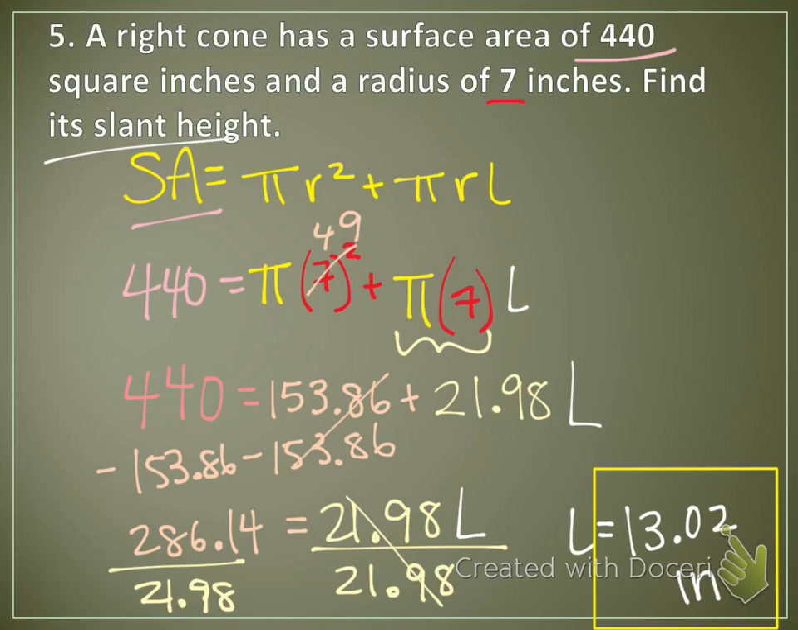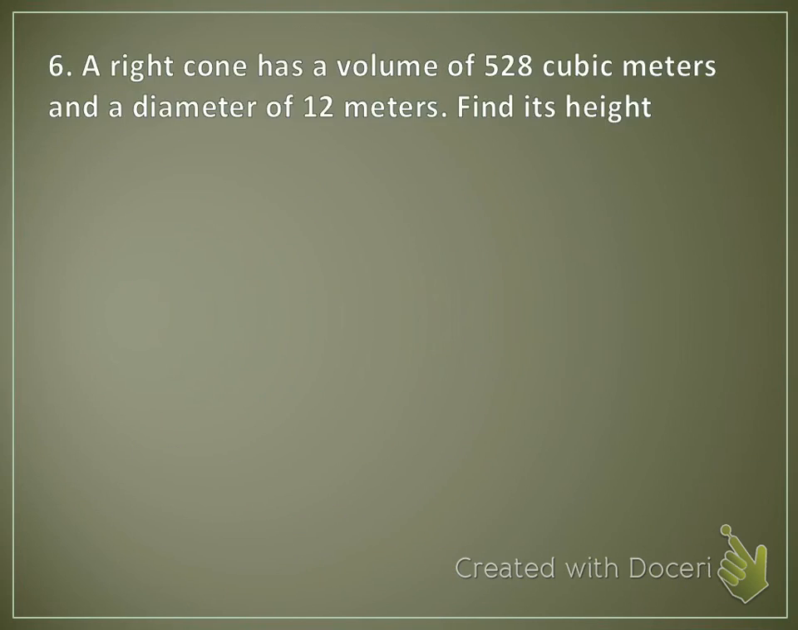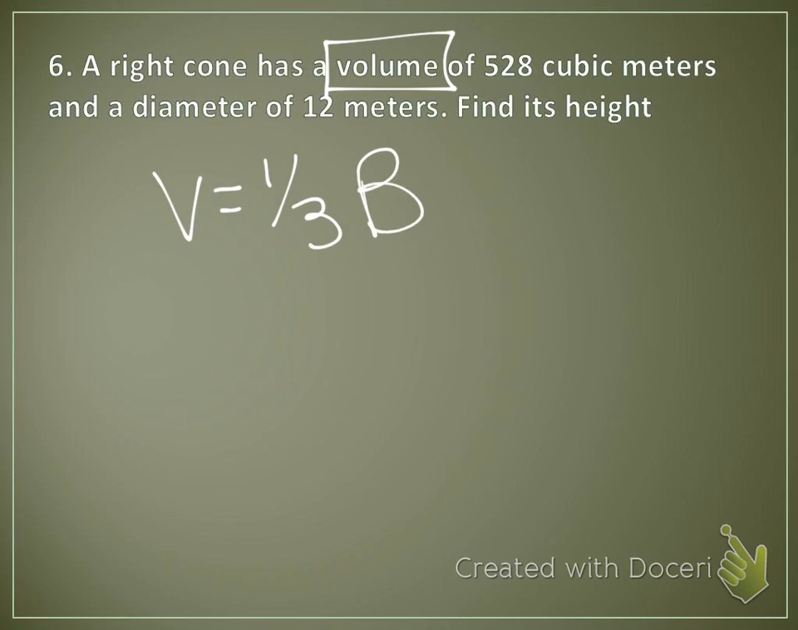You can flip to the back, and we'll do the last one. A right cone has a volume of 528 cubic meters and a diameter of 12 meters. Find its height. So remember that when we're dealing with volume questions, instead of putting area of the base, you can plug in pi r squared. In this case, we could find the area of the base pretty easily. What here is helpful to find the area of the base? The diameter.